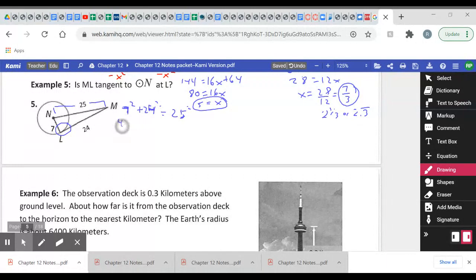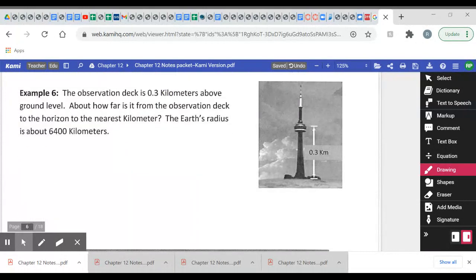All right, 7 squared is 49, plus 24 squared is 576, and that's equal to 25 squared, which is 625. From there, if I combine these together, I get 625 is equal to 625. So because it equaled out on both sides, I know that it is a right triangle. And so I also know that then ML is tangent to circle N at L.